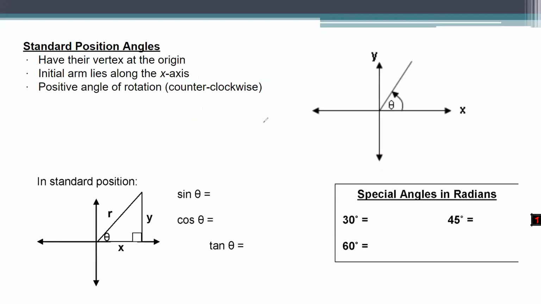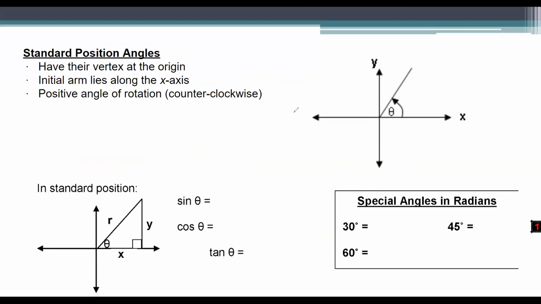It is also important to understand standard position angles when we talk about them on a coordinate axis, x, y, right? Please take a look at this diagram where angle theta is set to go from the x-axis to the terminal arm of this angle. Please take a moment to look at the screen.